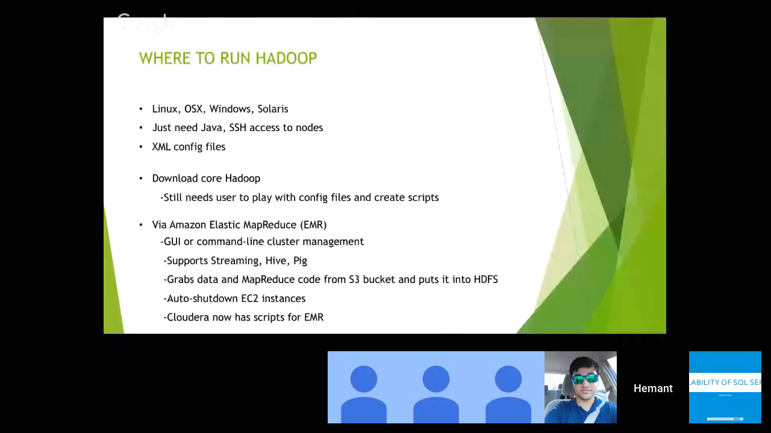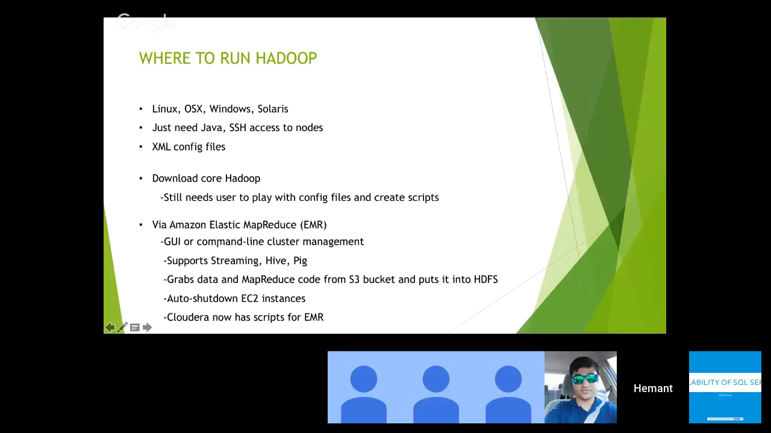Now, as to ways to run Hadoop, like we mentioned before, it can be any kind of heterogeneous system. You can run it on Linux, OS X, Windows, and Solaris. You just need Java and access to those nodes, and some XML configuration files to define the nodes.